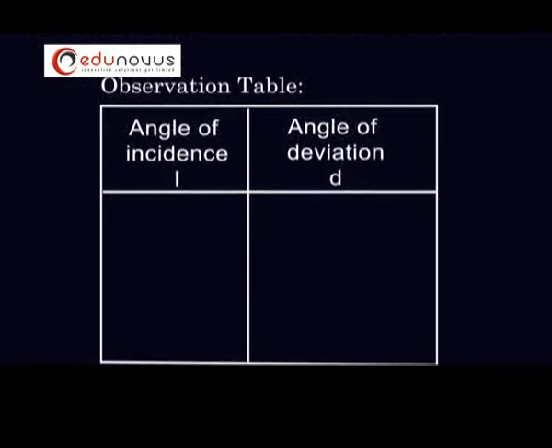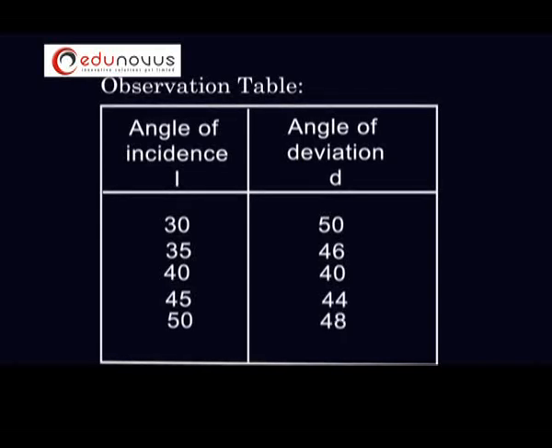The observations are: for angle of incidence 30 degrees, angle of deviation is 50 degrees. For 35 degrees angle of incidence, angle of deviation is 46 degrees. For 40 degrees angle of incidence, angle of deviation is 40 degrees. For 45 degrees angle of incidence, angle of deviation is 44 degrees. For 50 degrees angle of incidence, angle of deviation is 48 degrees.